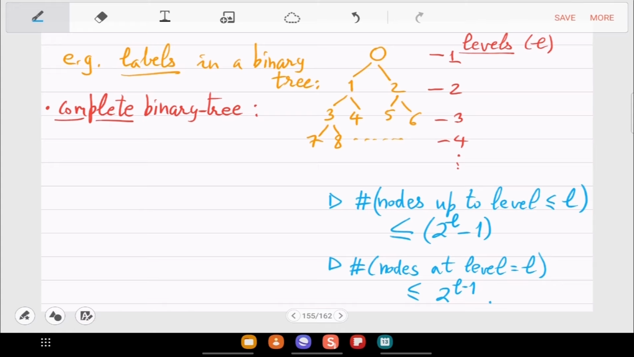So complete binary tree, whenever you see this phrase in this course, it will just mean that if your tree has L levels, then up to L minus 1 it is full. Okay, it is achieving the maximum number of nodes. At level L, it may not achieve the maximum, but then everything has to be present on the left side. Okay, this is what complete binary tree means for us.